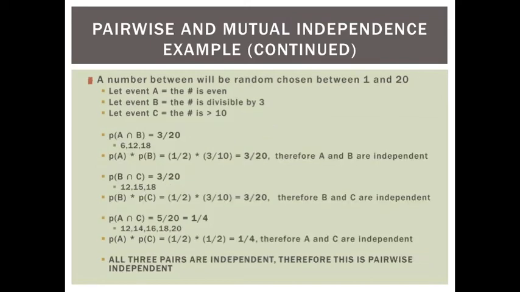Okay, now let's check for pairwise independence. We go through and check A and B. We see that they're independent. We check B and C and see that they're independent. So therefore, A and C are independent. Remember the note we said, that just because something is pairwise independent doesn't mean it's mutually independent. So therefore, all pairs are independent. Therefore, the entire thing is pairwise independent.